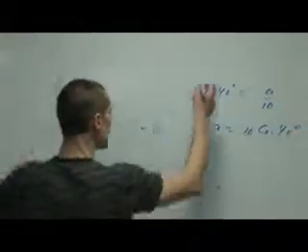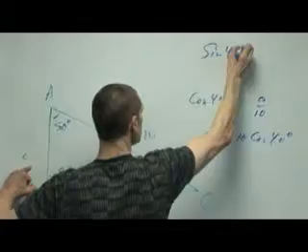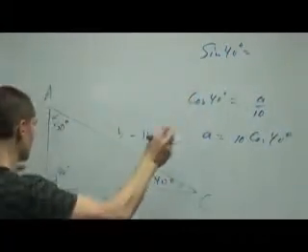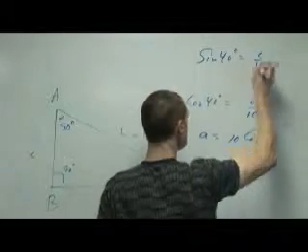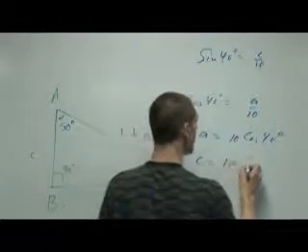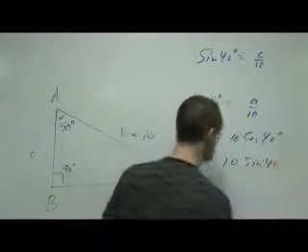Similarly, I know that the sine of 40 degrees is equal to C divided by B, which is C divided by 10, which means that C is equal to 10 times sine of 40 degrees.